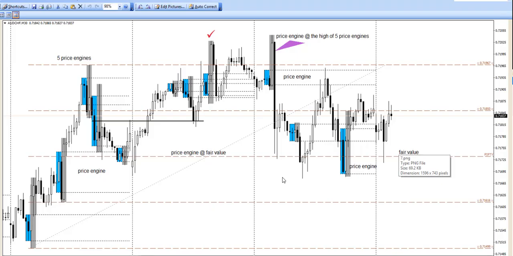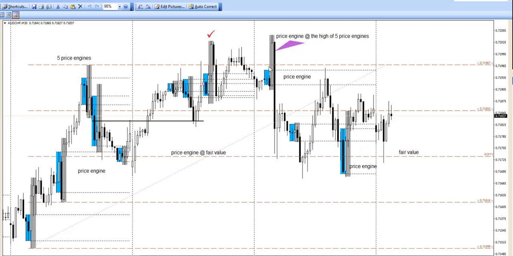Okay, this particular example is just using a daily high, and I've used the daily high here on this pair, Aussie Swiss franc, Australian dollar Swiss franc, and where it says 5 price engines, you'll see in that particular day 1, 2, 3, 4, 5 lower time frame price engines within that day, and I've just taken that range with the Fibonacci's, and you can see them sweeping price around that high.